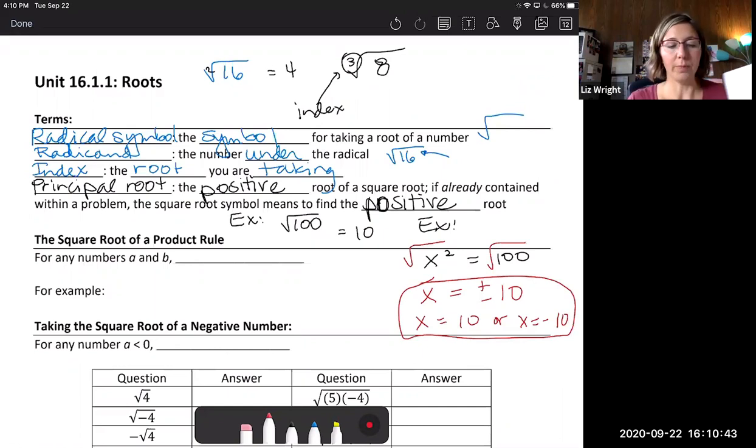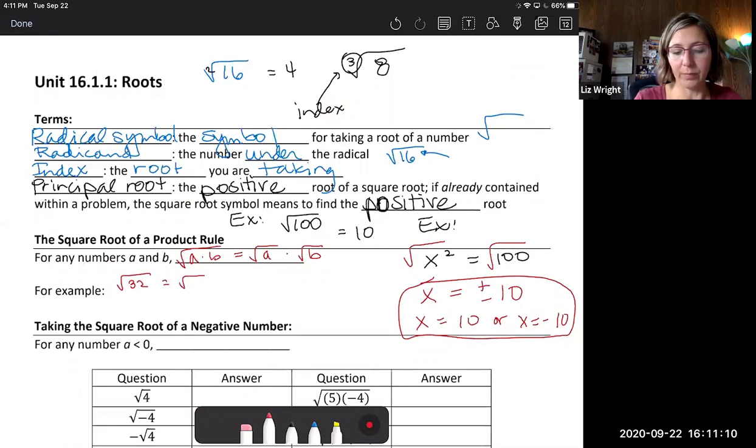So then here's our rule. This is the square root of a product rule, and we're going to use this quite a bit today. If we have the square root of a times b, we can also break that up into the square root of a times the square root of b. Where that comes in handy looks like this. Let's say we were taking the square root of 32. We can break the square root of 32 into the square root of 8 times the square root of 4. And just taking this step by step.